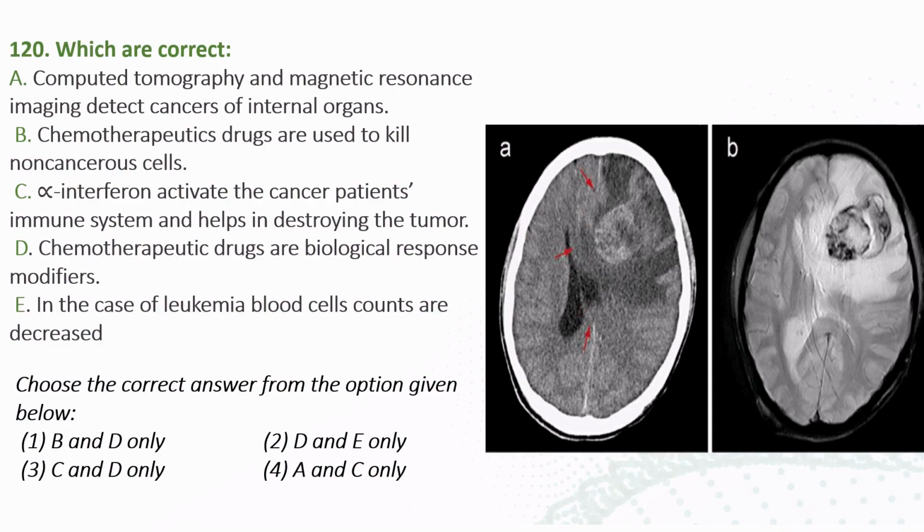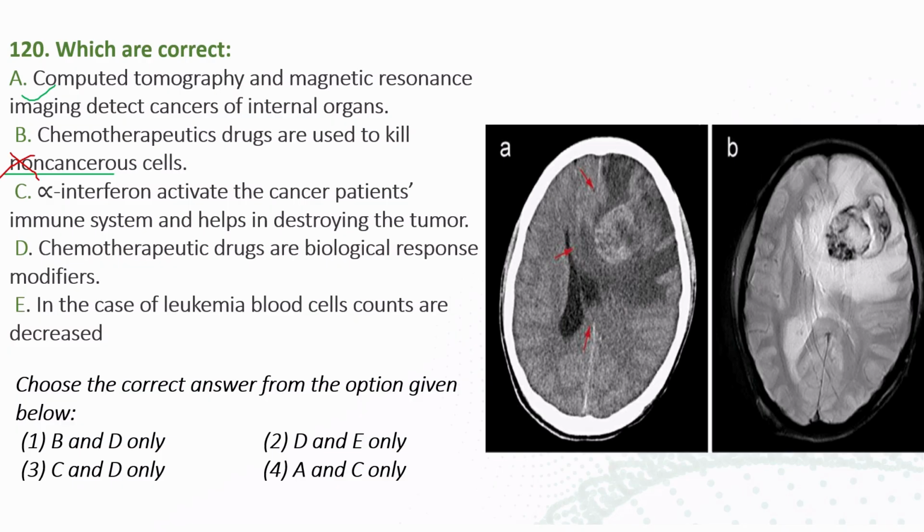And the second option is chemotherapeutic drugs are used to kill non-cancerous cells. Here this is the wrong one. Why? Because chemotherapy is normally done for cancer patients, so they'll not use it to kill the non-cancerous cells, they are used to kill the cancer cells. So this is the wrong option.